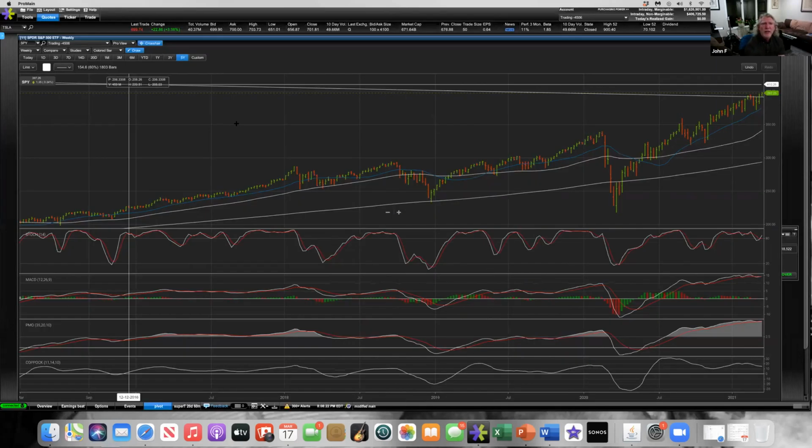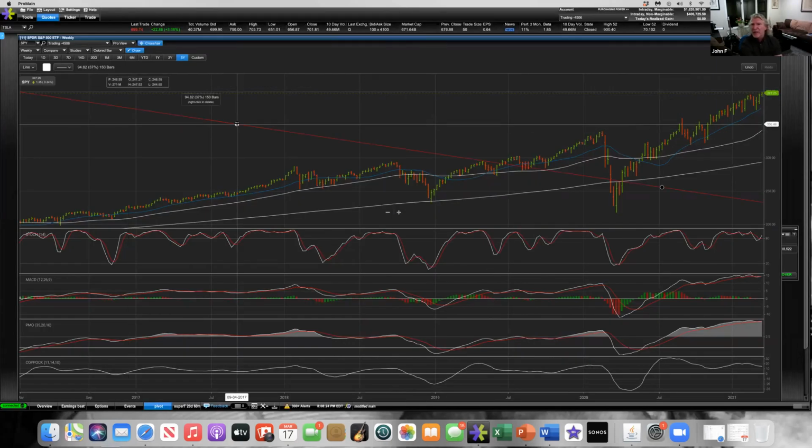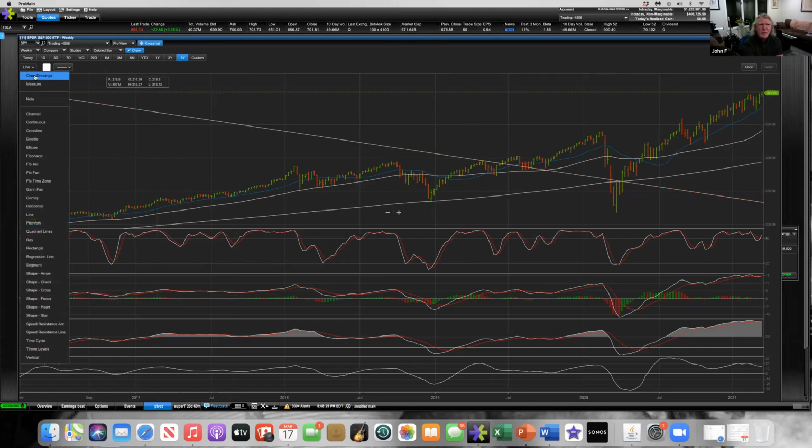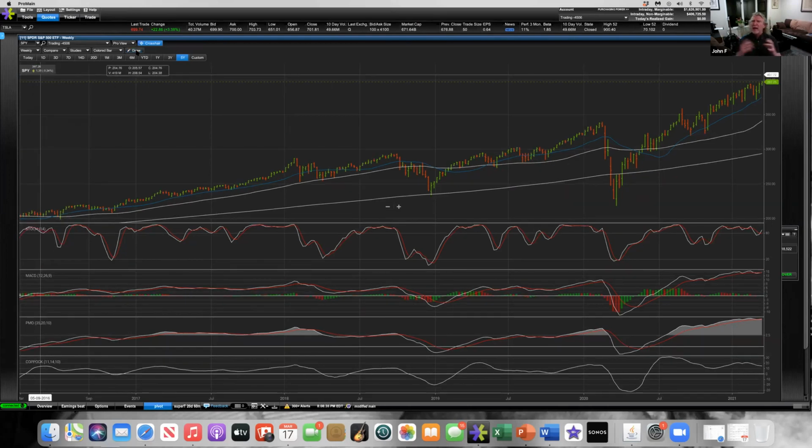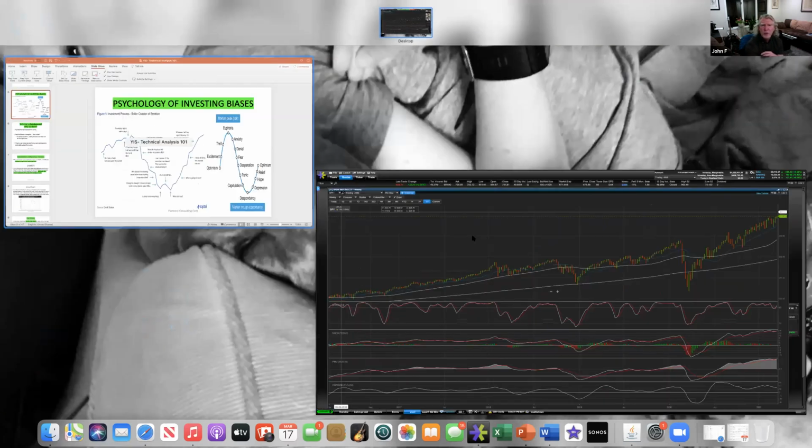Yeah. So here's a great example. It doesn't, and in a weird way, it can actually help. Remember at the beginning of the presentation, we said you can trade any security provided there's enough liquidity, enough volume to create a definable pattern. So I'm going to switch this.